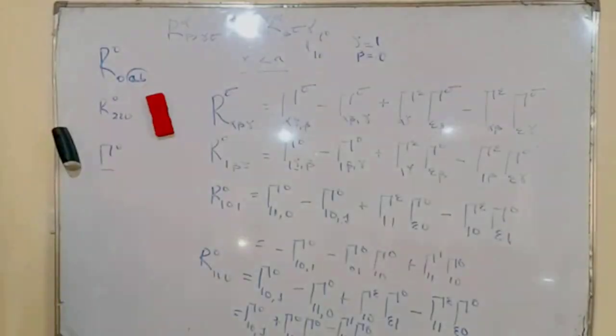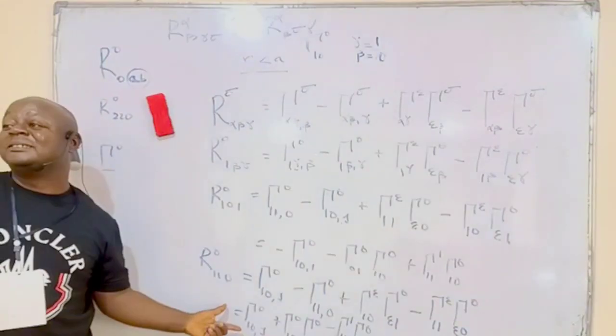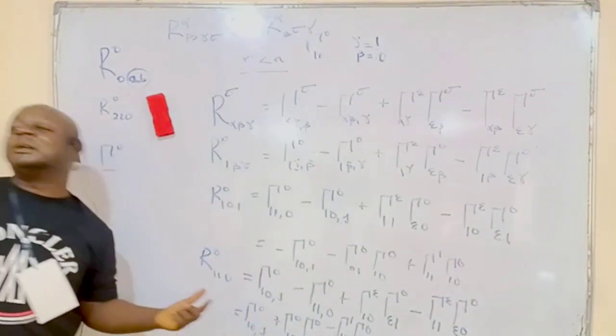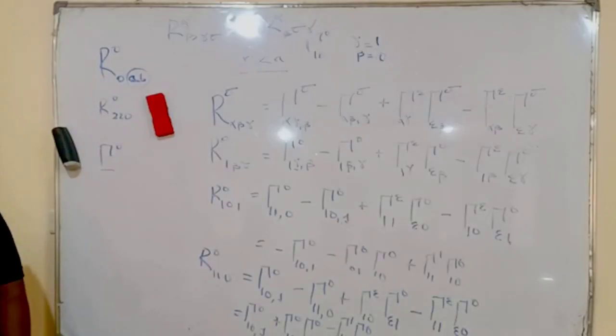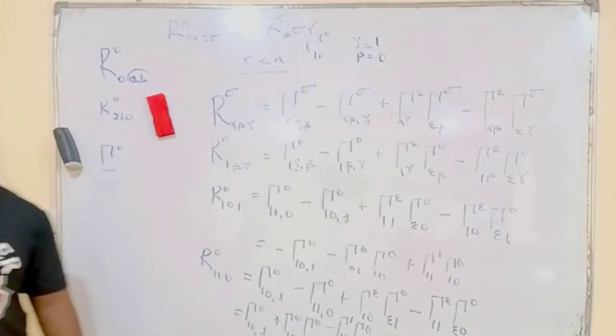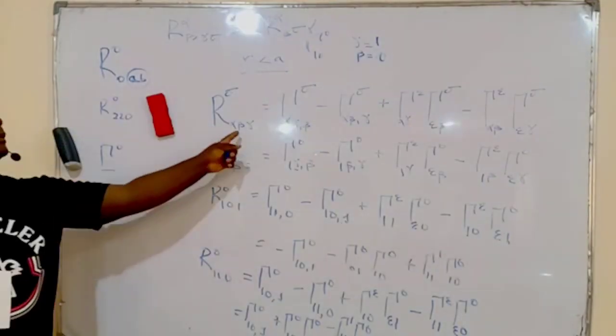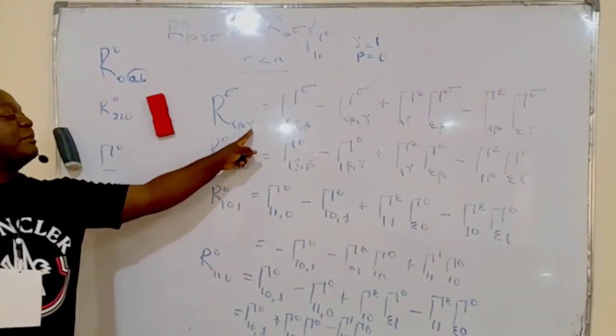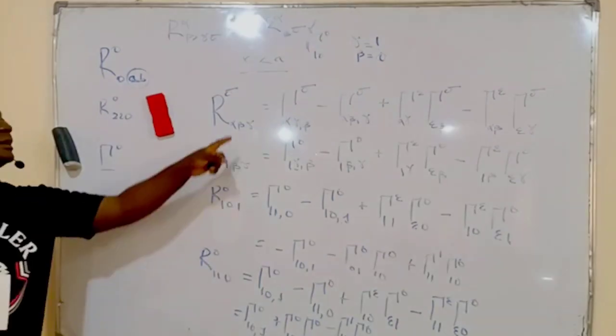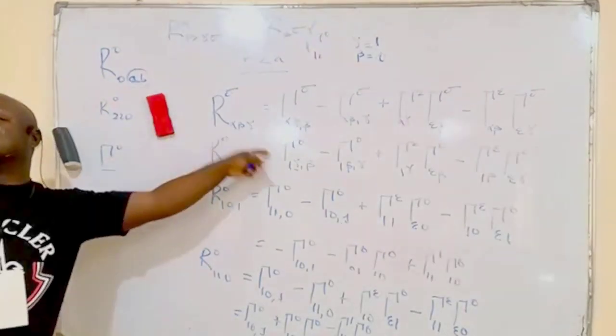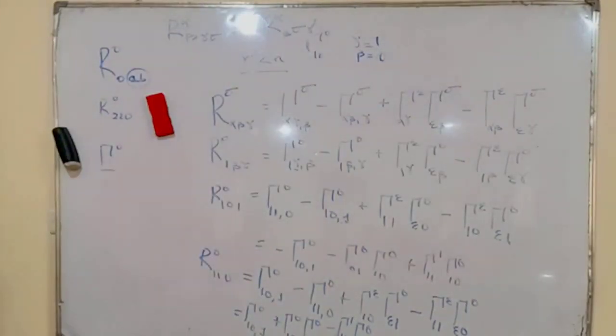So once you get one of them, you don't need to get the other one. You just take the minus, it will give you the other one. So once you get the beta gamma, you don't need to get gamma beta. Gamma beta will just be minus of beta gamma. Okay, so you see how careful you need to be.